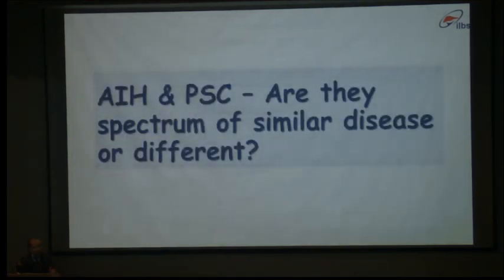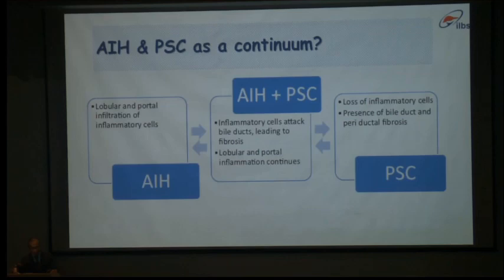So what about autoimmune hepatitis and primary sclerosing cholangitis? Are they a spectrum of the similar disease or are they different? We know that in autoimmune hepatitis it is more of portal inflammation and plasma cells, whereas in PSC there is lack of inflammation but mainly ductal changes and periductal fibrosis. But in between, the overlap will have inflammatory as well as biliary changes.